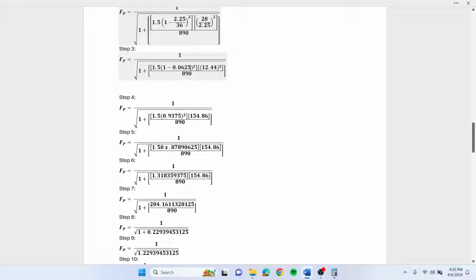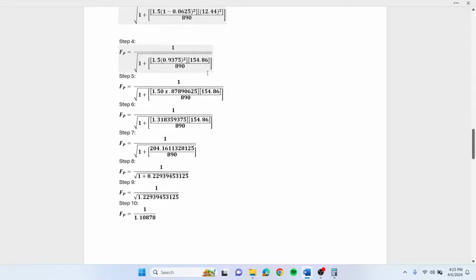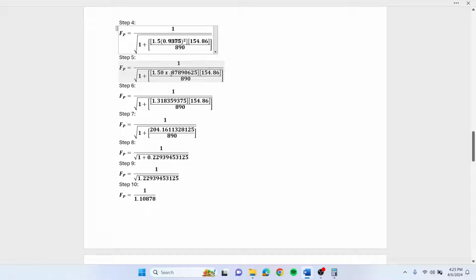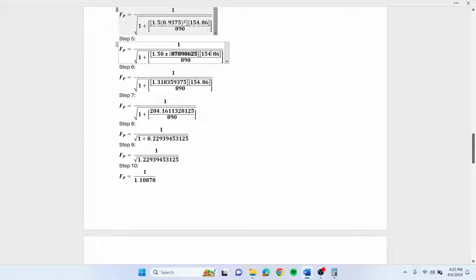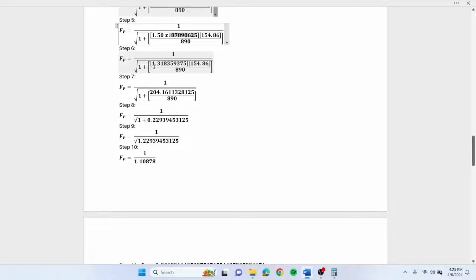So we're starting to see some of those same numbers that we figured in the equation above. And we end up with 12.44. We got to square that. So we end up with that 154.86, which was one of our answers above, and that 0.9375. Now we got to square that. So we end up with 0.87, this long decimal. And then we got to take that times 154. So you end up with 1.318359375. If you remember right, that was our summation of K, or sigma K.